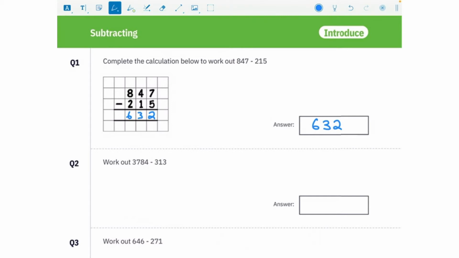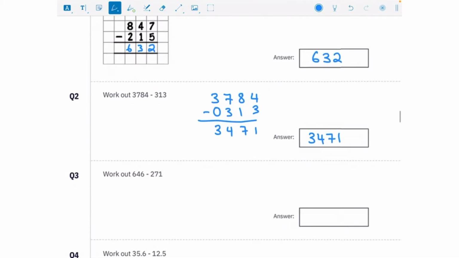For question number 2, work out 3,784 minus 313. Again, we're going to lay that out, and we're going to line up the columns. So minus 313. 4 take away 3 is 1. 8 take away 1 is 7. 7 take away 3 is 4. And 3 take away nothing is 3. So we're left with 3,471.